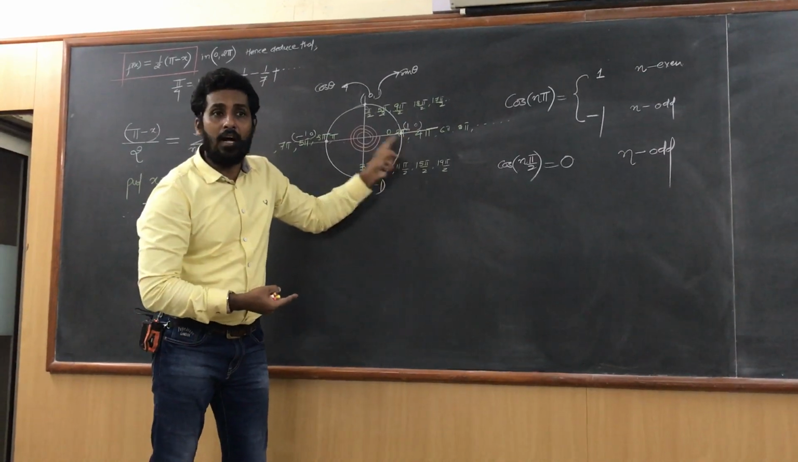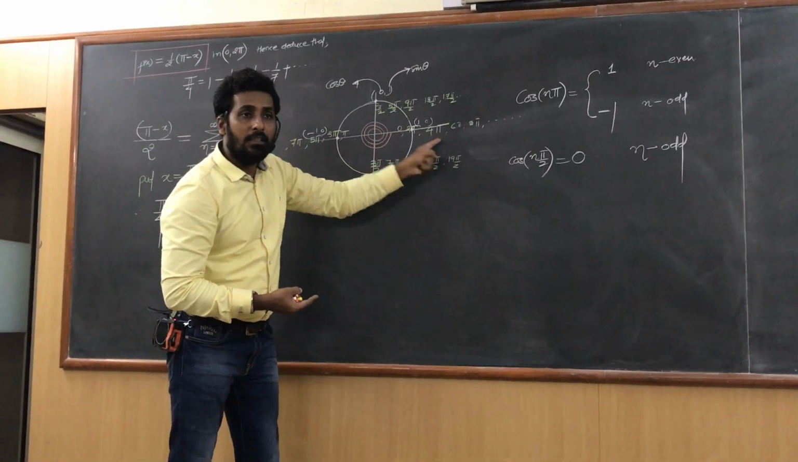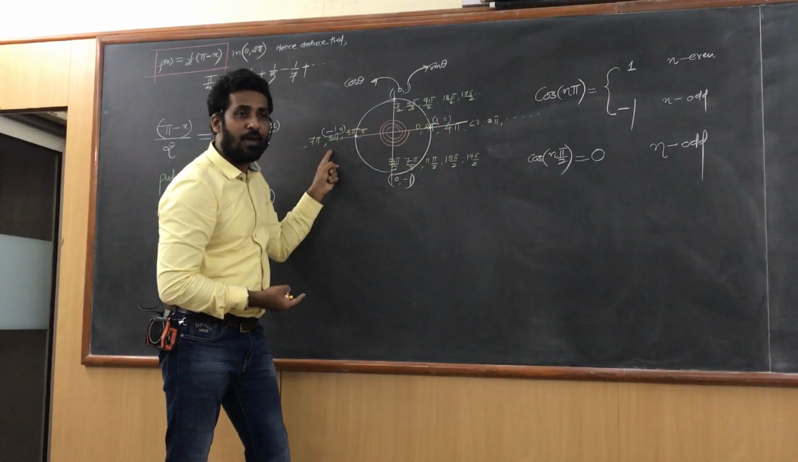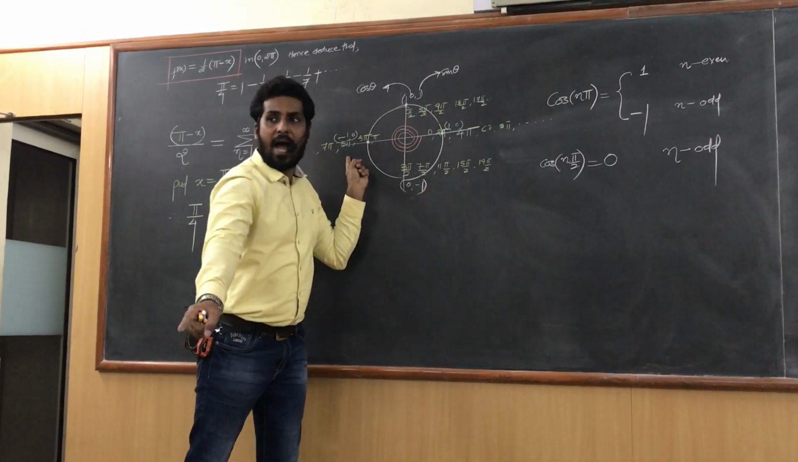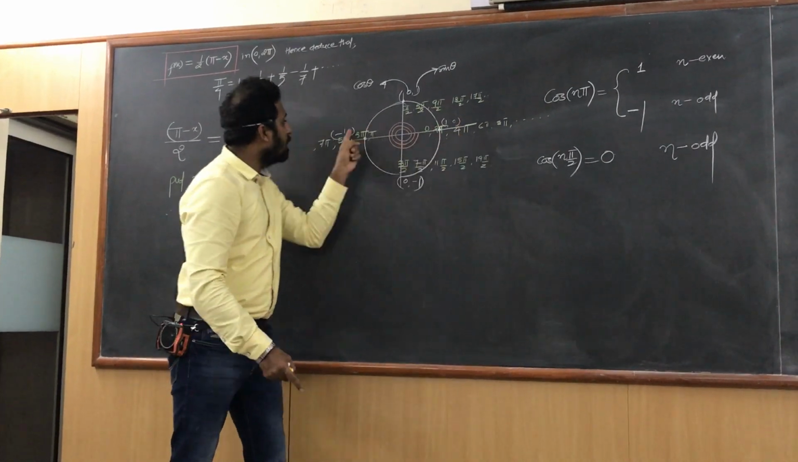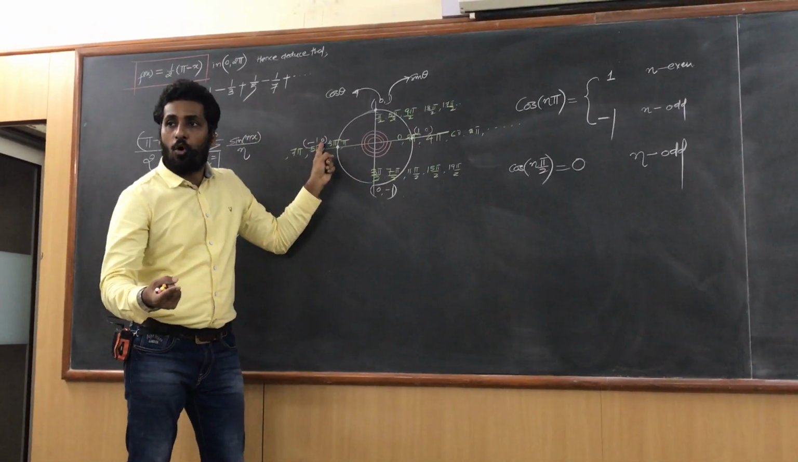sin pi का आंसर कितना? sin 2 pi का कितना? sin 3 pi, sin 4 pi, sin 5 pi, sin 6 pi, 7, 8, 9, 10, 11. Any multiple of pi. Always the answer comes how much? 0. The y coordinate, that is 0.